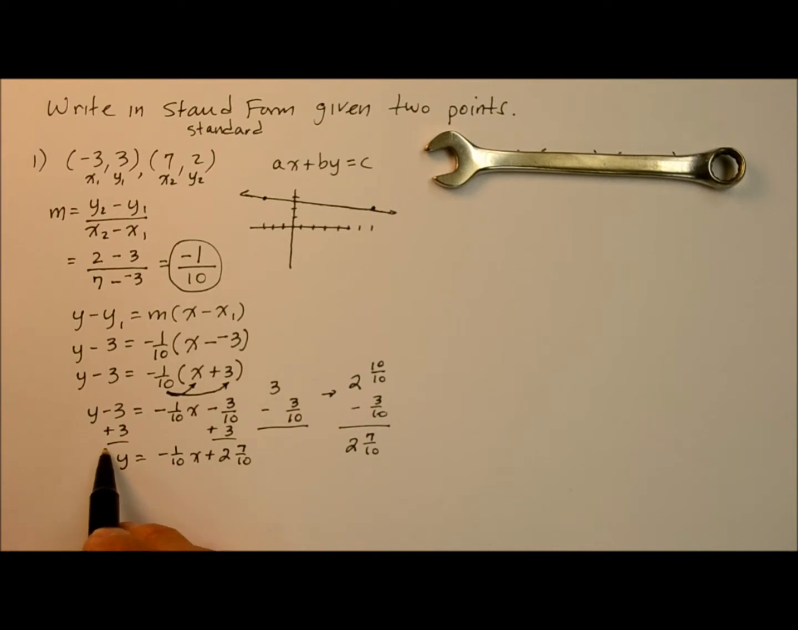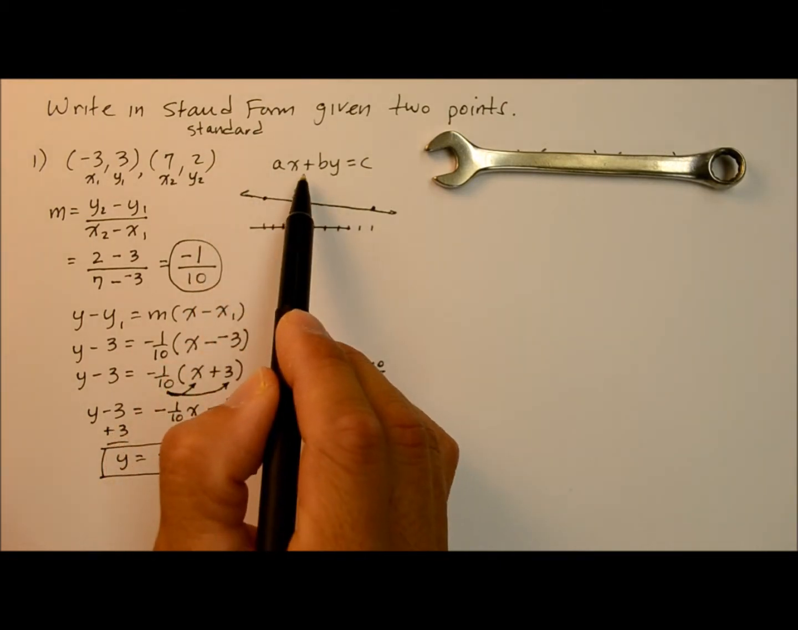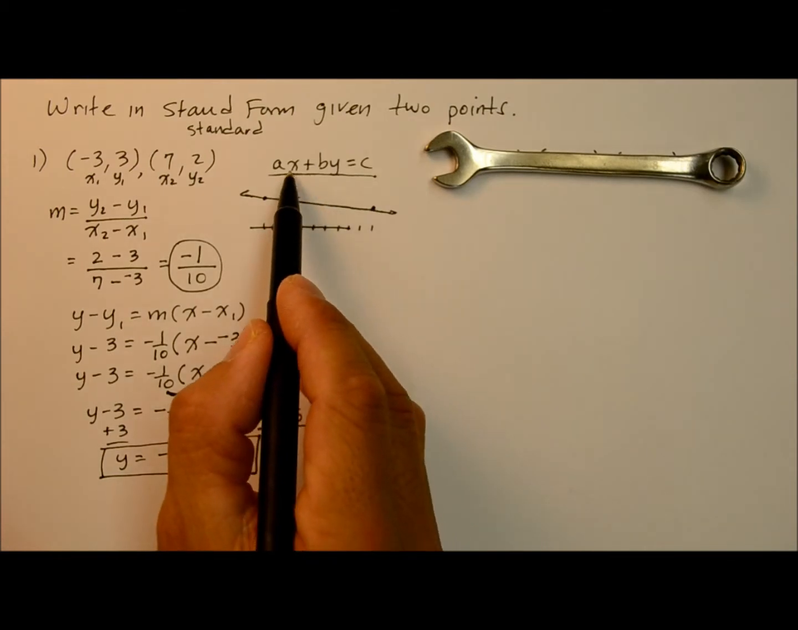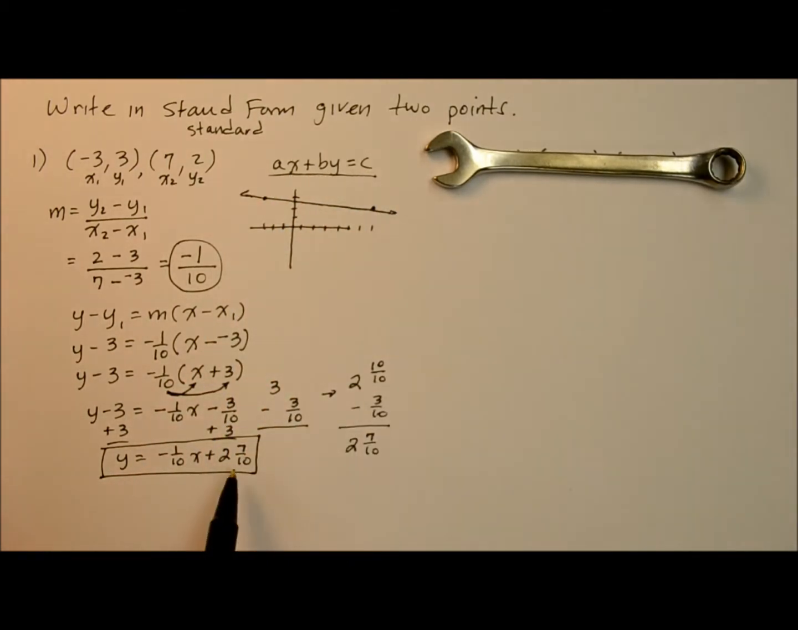Now, this is my slope-intercept form. But what they're asking for is standard form, which looks like this. That means I have to make sure all my x and the y are on the left side and the c is on the right side. So here's my c. To move this, you add 1 over 10x to both sides.